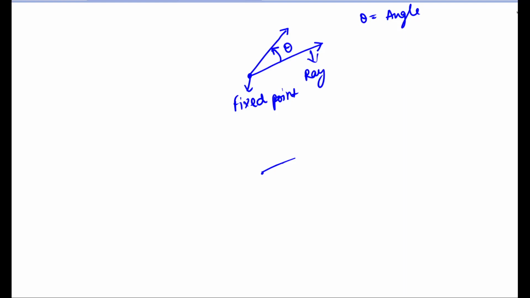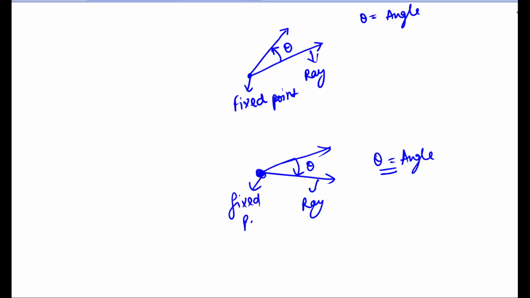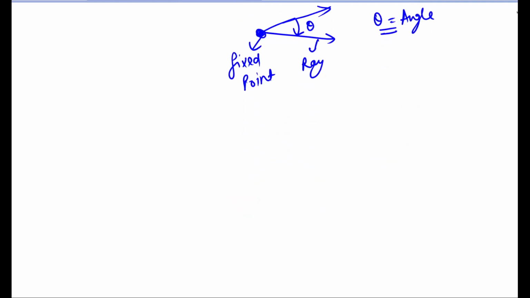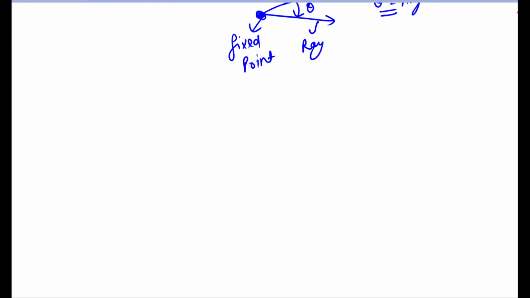So this is a ray, and if we rotate clockwise by angle theta, so angle theta is the angle, and this is a ray, and this is a fixed point. So next we have how to measure an angle.